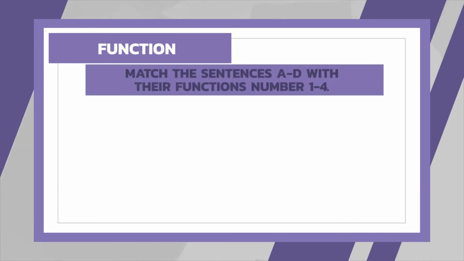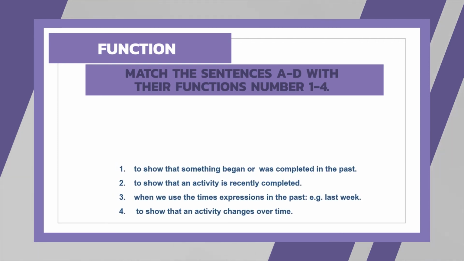Directions: match the sentences A to D with their functions, number 1 to 4. Okay, I will show you these functions from the last slide, right? To show that something began or was completed in the past. To show that an activity is recently completed. When we use the time expressions in the past. To show that an activity changes over time. Okay? And I will show you 4 sentences.